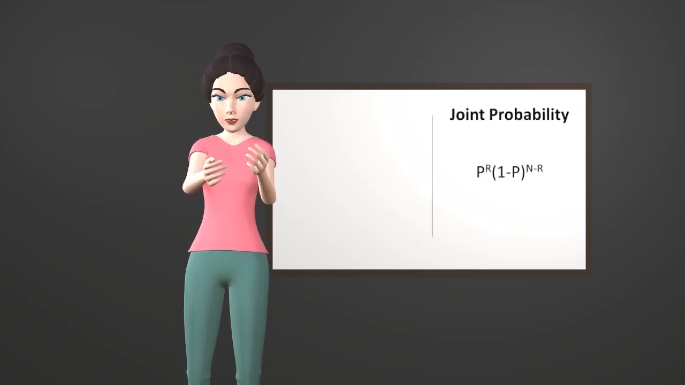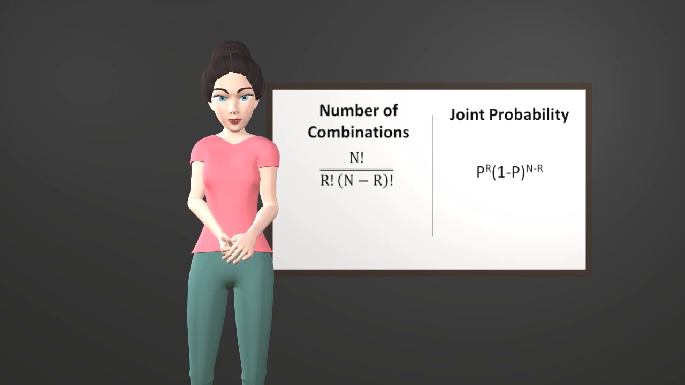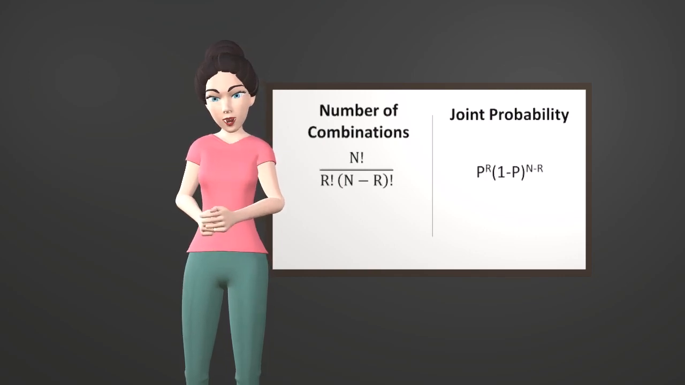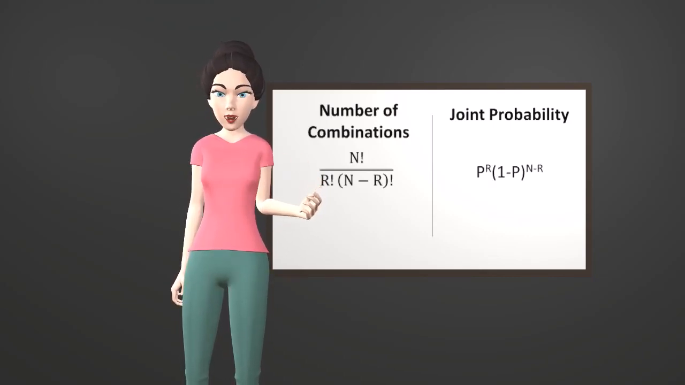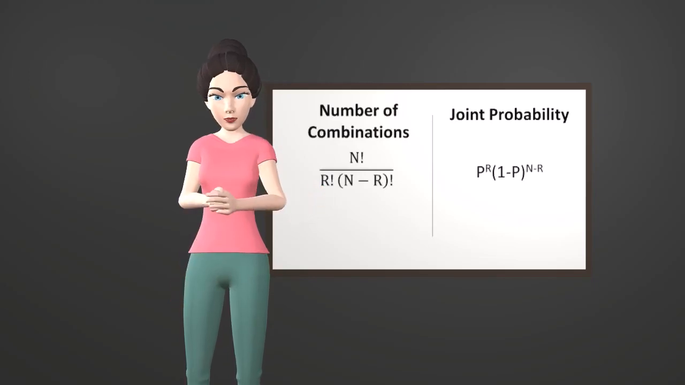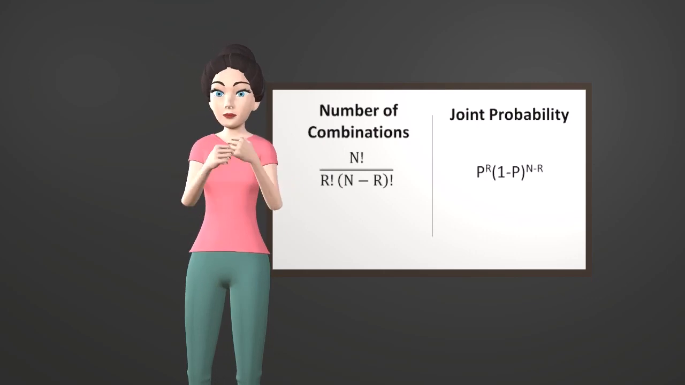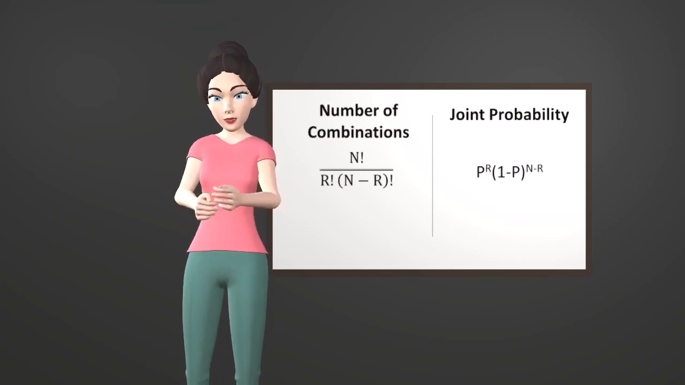Now you see how to compute the joint probability of a particular sequence that has R successes in n trials, such as failure, failure, success, failure, success. And how to compute the number of combinations in which a sequence has R successes in n trials, such as 10 ways to get 2 successes out of 5 trials.